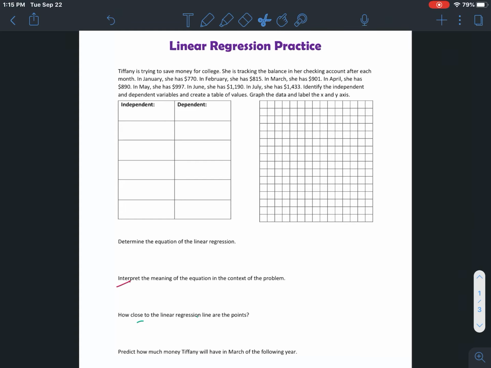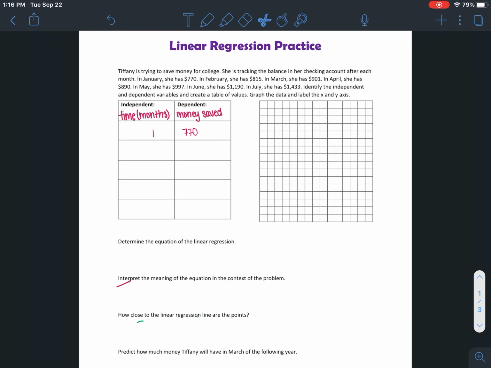Then graph the data and label the X and Y axis. So the two units of measure that we're talking about here are the months, which will represent numerically, and the amount of money that she has saved. So independent is always time. How did we measure time? Time was measured in months. Each month that passed, she checked her checking account balance. And then our dependent was the amount of money she had saved.